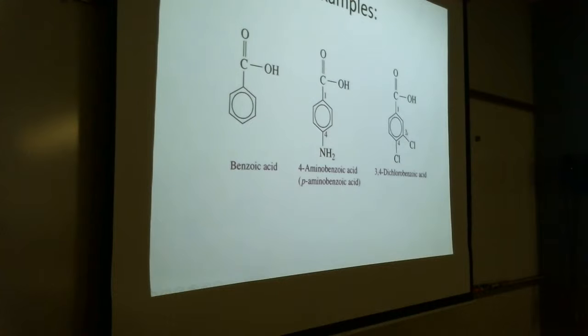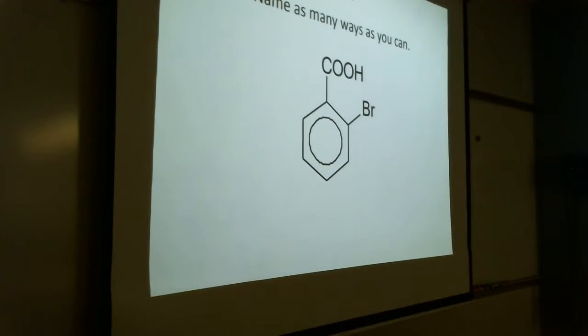What if you had 2 substituents? Well, you couldn't use the meta-ortho-para, right, because that only works if there's 1 substituent. But you could just call it 3,4-dichloro-benzoic acid. So you might see some of those on the homework sets. This is one I just drew, so I won't pause the video. Right, that's 2-bromo-benzoic acid. Should have thought before I drew.